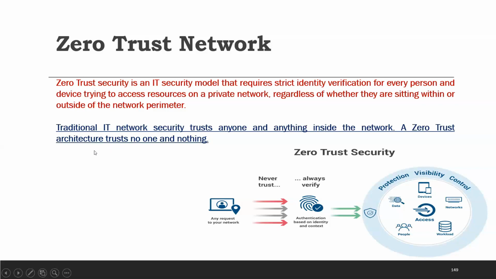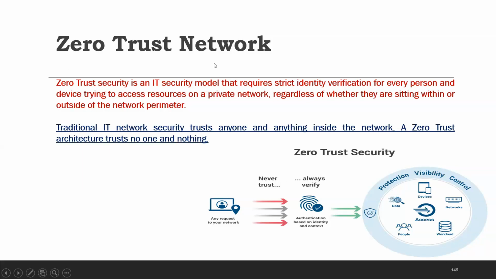So zero trust architecture trusts no one, whether inside or outside. Zero trust is an important concept, especially in the cloud, because even though you are an administrator, you can be malicious and perform operations that you are not supposed to perform.